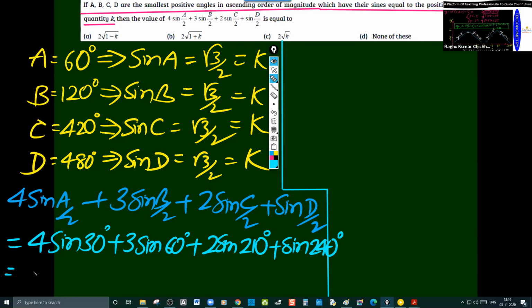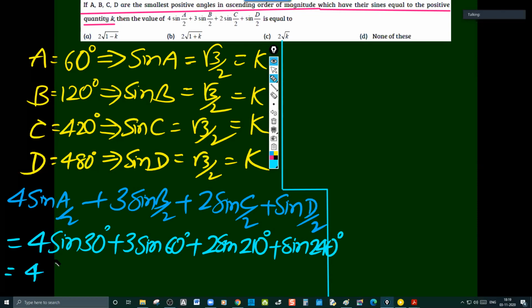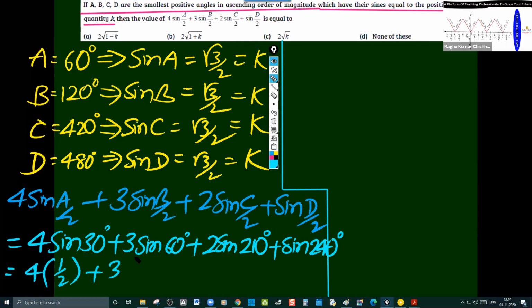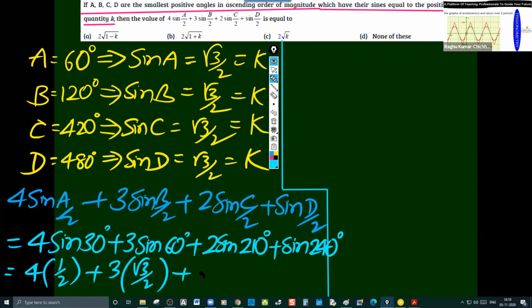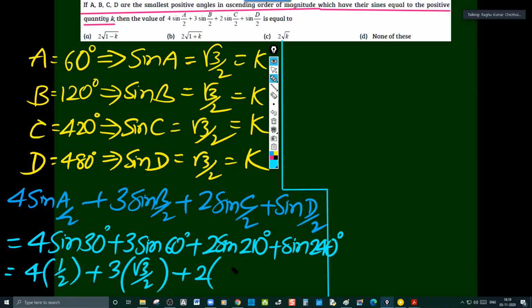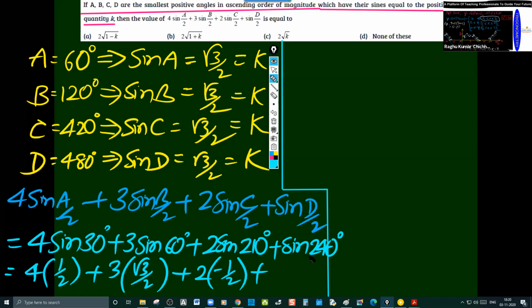Tell me sine 30 value. 1 by 2. Sine 60: root 3 by 2. 2 sine 210 degrees, please. Third quadrant, 180 plus 30, minus 1 by 2. Sine 240: minus root 3 by 2. Very good.